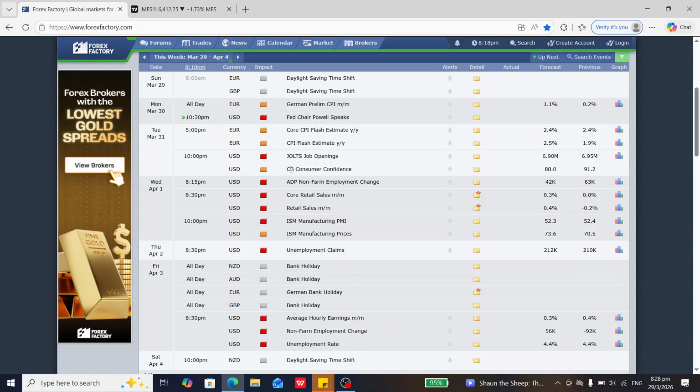Maybe I will take the opportunity if I see a setup appear. I will trade on Tuesday. If not, I will be trading on Wednesday or Thursday. Friday, most likely I will not be trading because of the bank holidays in the Asia session and the London session. Only the US session will be active, so at the end of the week I normally don't want to trade.